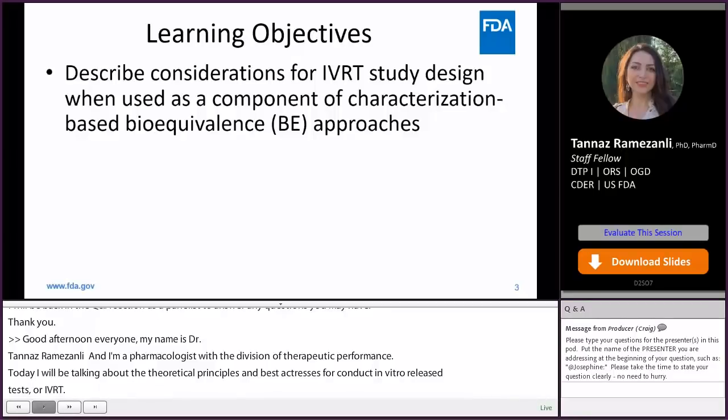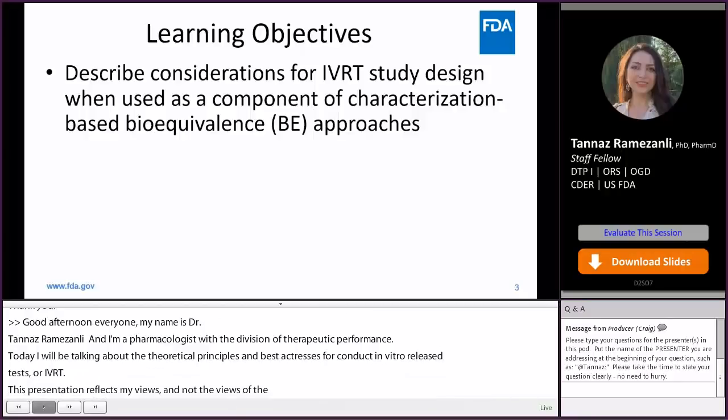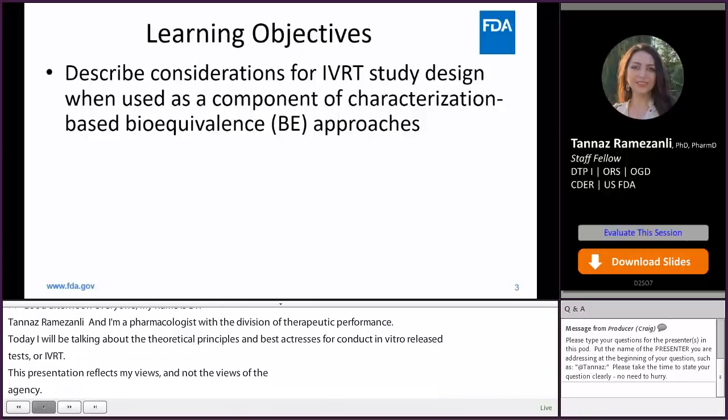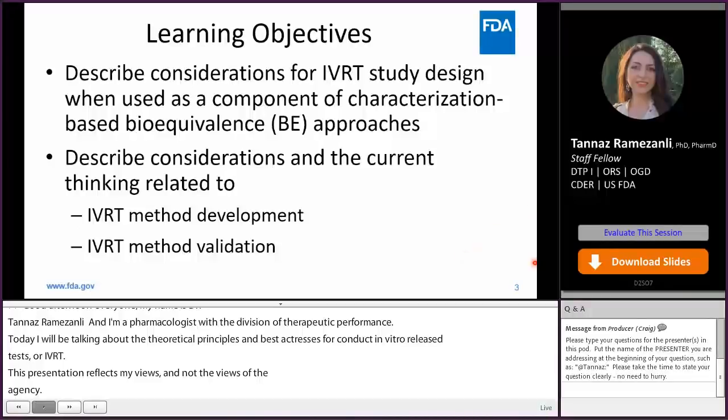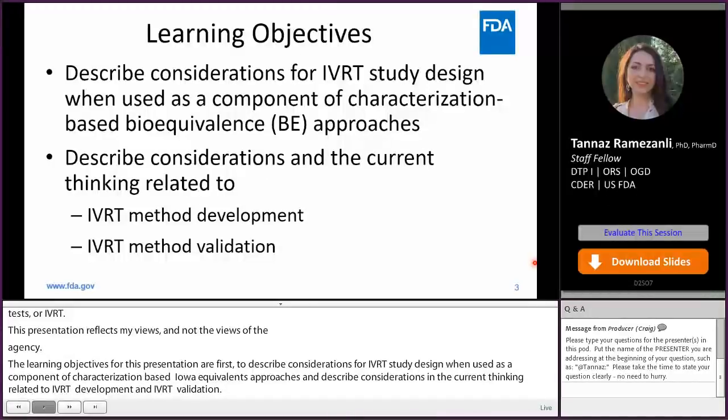The learning objectives for this presentation are first to describe considerations for IVRT study design when used as a component of characterization-based bioequivalence approaches, and describe considerations on the current thinking related to IVRT method development and IVRT method validation. While the focus of this presentation is the IVRT studies that are done as part of the characterization-based BE approach, the fundamentals of IVRT and most of the theoretical or practical considerations, especially related to method development that are discussed here, can be applied to all IVRTs for topical products and not just the ones that are conducted for BE purposes.